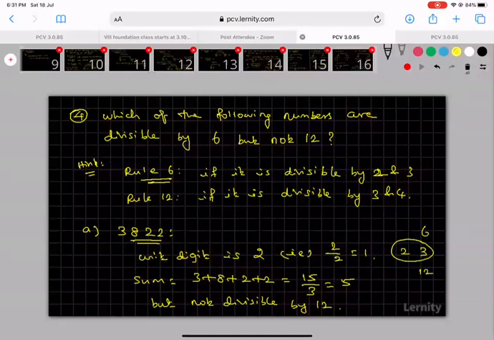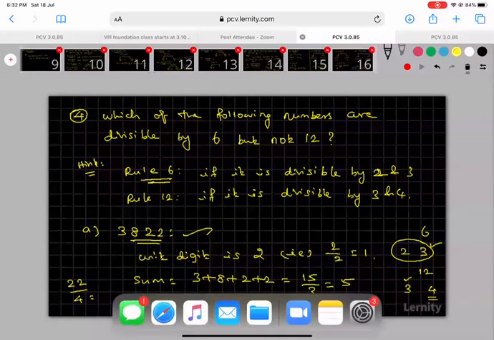For 12 we want to find 3 and 4. Here 3 is satisfying, but the rule for 4 is that we take the last 2 digits and try to divide. Is it possible to divide by 4? No. So that's why it is divisible by 6 but not divisible by 12. It is divisible by 6 because 2 and 3 are satisfying, but 12 is not satisfying. Are you able to understand this, sir? So the first one is satisfying. Any doubts, please ask me.